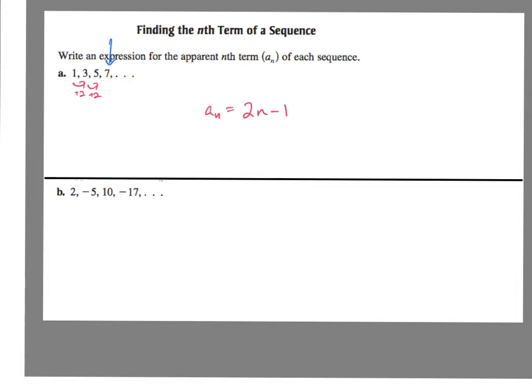All right, let's write out these next ones. I got 2, -5, 10, -17. This one is somewhat difficult. So I'm going to help you out a little bit on this one. What's one thing you notice? It alternates. It's one thing you notice.